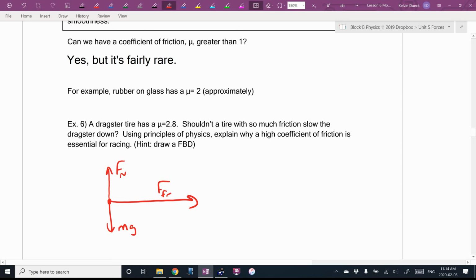But absolutely, you want a high coefficient of friction for a dragster, not a low one. Very counterintuitive. And you're right, people always want to say, isn't there an applied force or F engine? No, trust me, it's the tires. If it was an applied force or an engine, that dragster could function on ice. It won't.